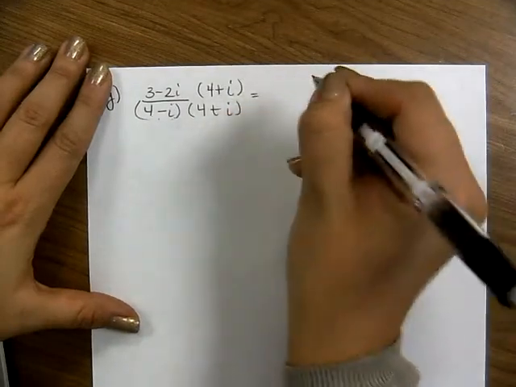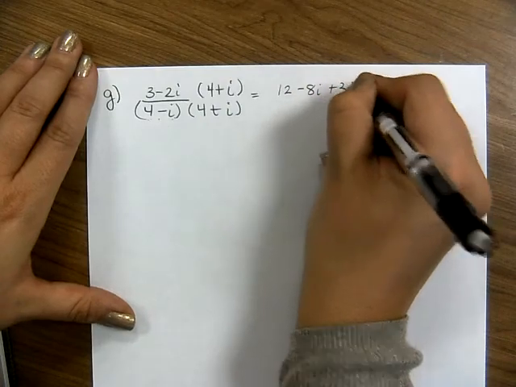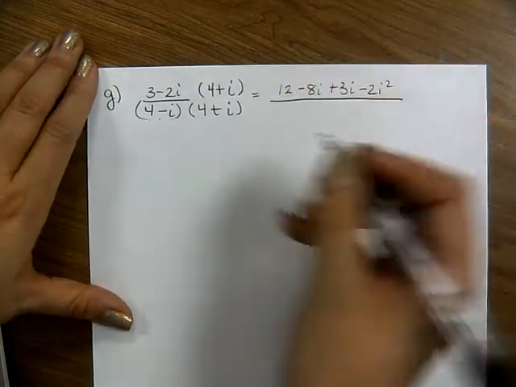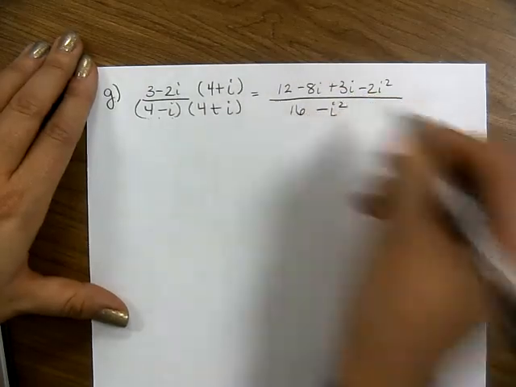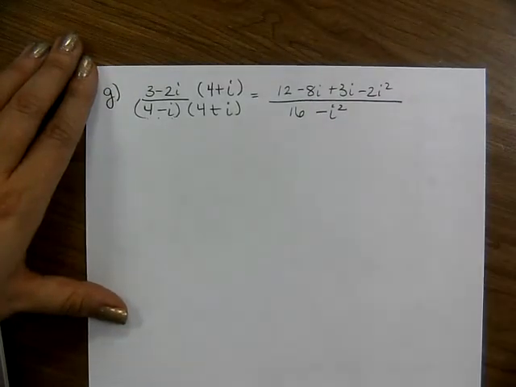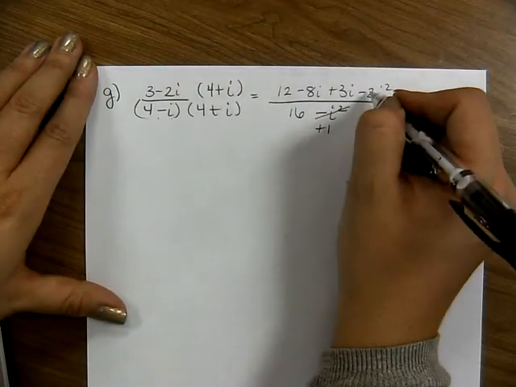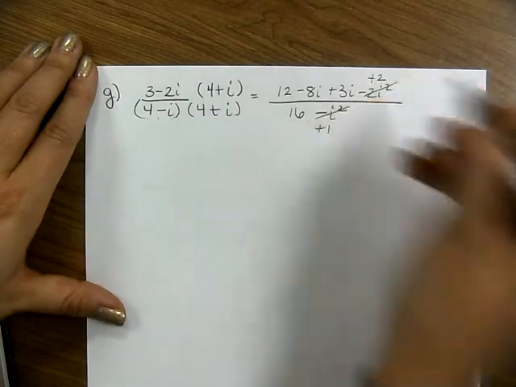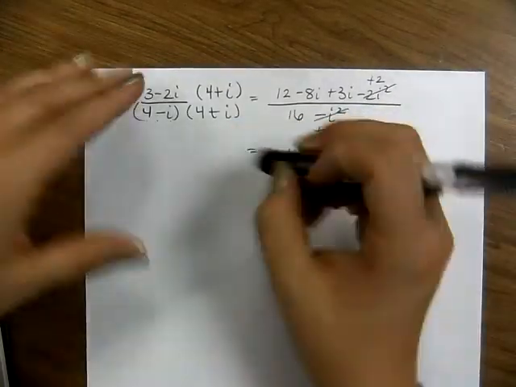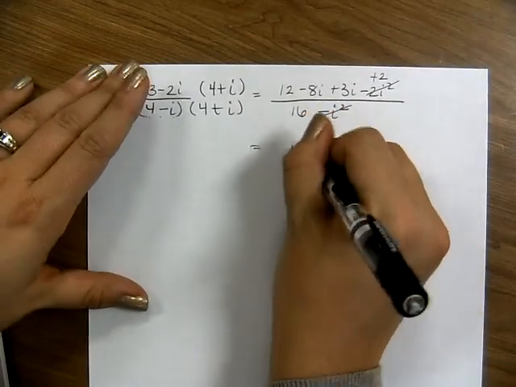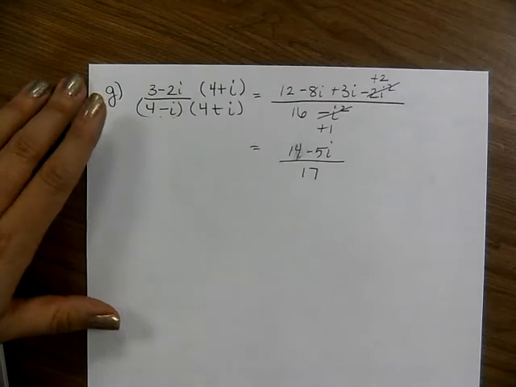So now we have to FOIL this out in the numerator and the denominator. So we get 12 minus 8i plus 3i minus 2i squared over, in the denominator this becomes a difference of perfect squares. So we're going to get 16 minus i squared, right? i squared is negative 1, so this is really saying 16 plus 1 down here. In the numerator, we have minus 2i squared. That's like saying plus 2. We're going to combine our like terms. This is going to give us 14 minus 5i over 17.